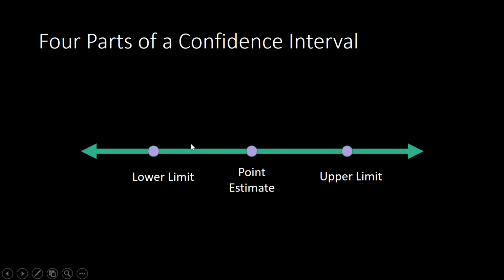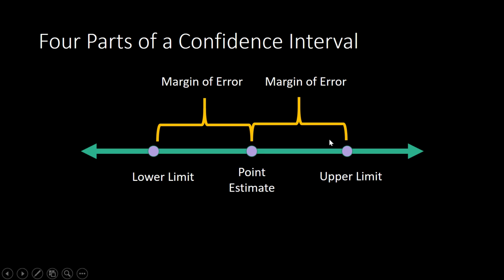The distance from the lower limit to the point estimate is called the margin of error. This distance is the same as the distance from the point estimate to the upper limit, and that is also called the margin of error. Remember, the margin of error is always positive.